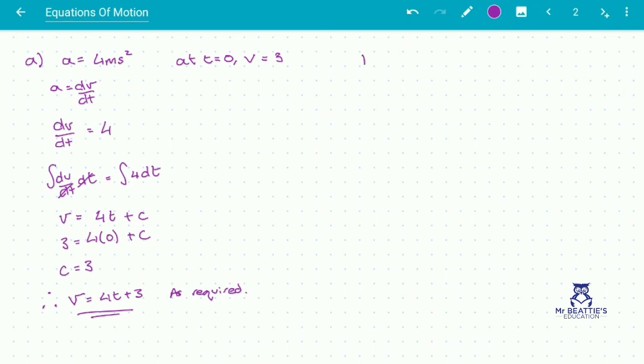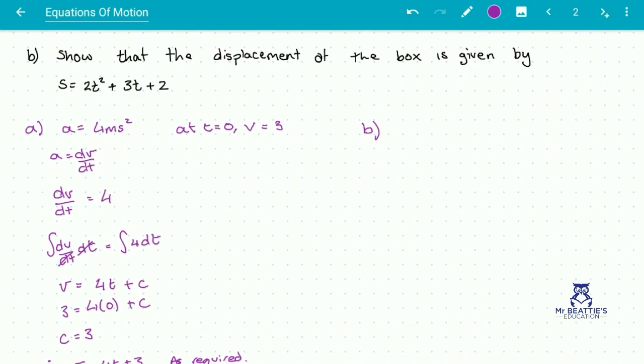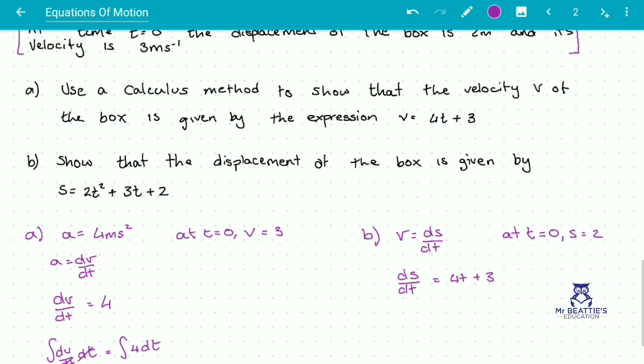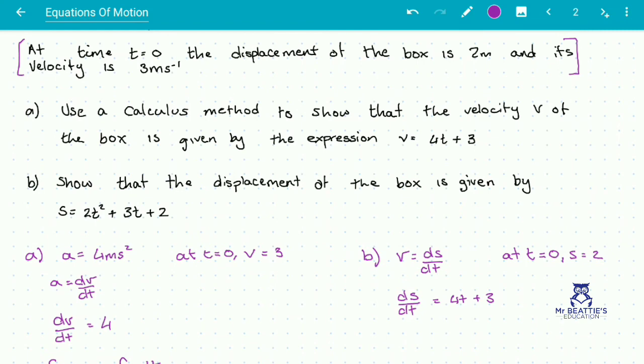Okay, and then part B says show that the displacement of the box is given by s equals 2t squared plus 3t plus 2. Okay, so remember that v is ds by dt. So our equation for velocity can be written as ds by dt is equal to 4t plus 3. Before we go any further, remember that it's given us initial conditions at t equals 0, s equals 2. Okay, and that's up here in the question. So the displacement of the box is 2.